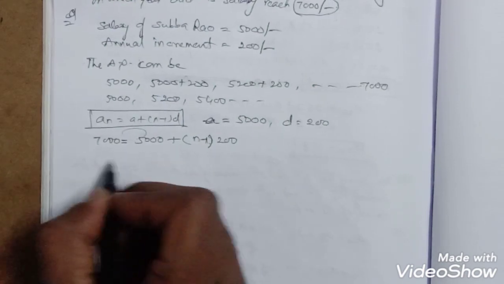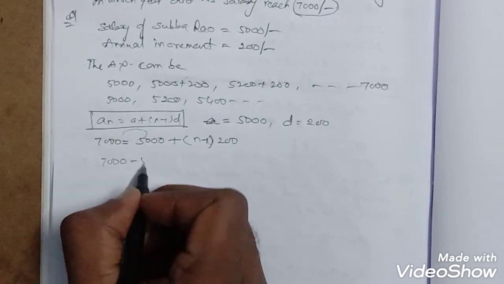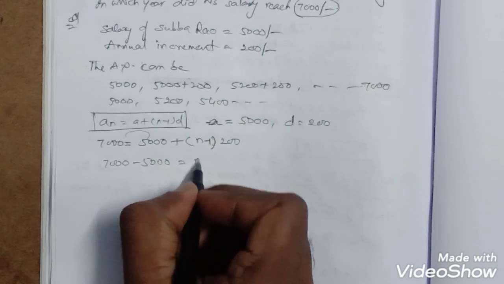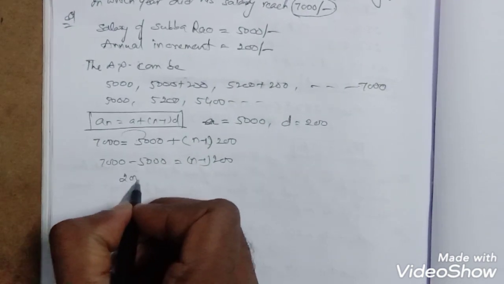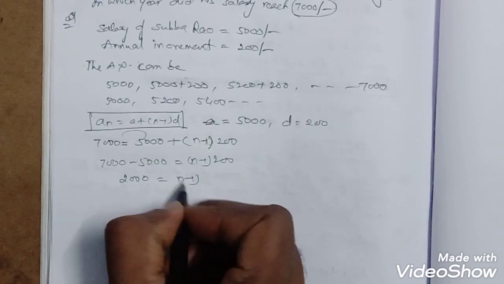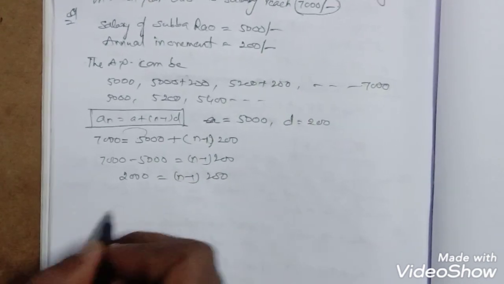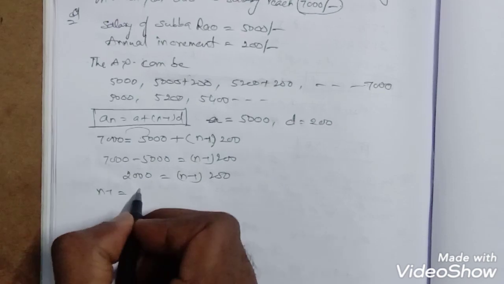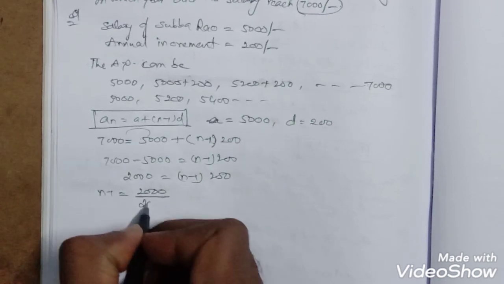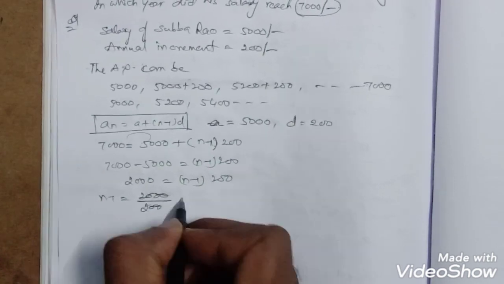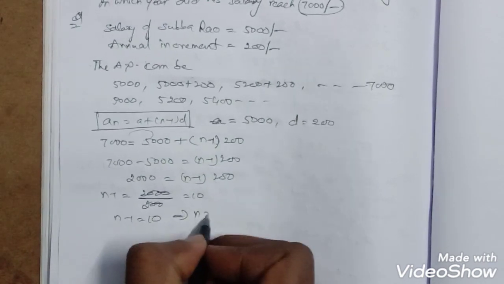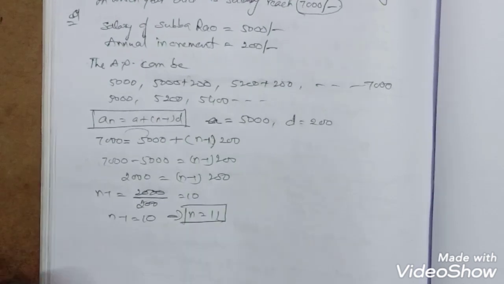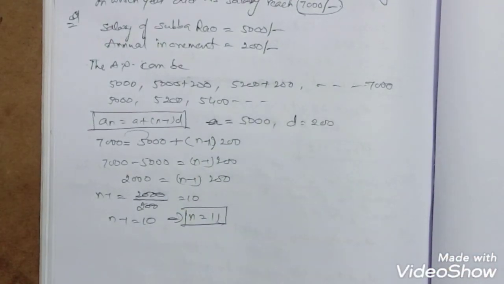Now send this 5000 across, you will get 7000 minus 5000 is equal to n minus 1 into 200. 7000 minus 5000 is 2000, is equal to n minus 1 into 200. Now divide by 200, you will get n minus 1 is equal to 2000 divided by 200, cancelling 2 zeros, which gives 10. So n minus 1 is equal to 10, which means n is equal to 11. So in the 11th year, Subbarao is getting 7000 rupees.